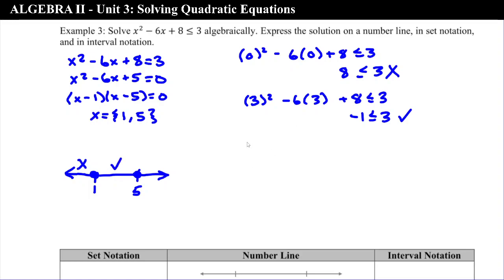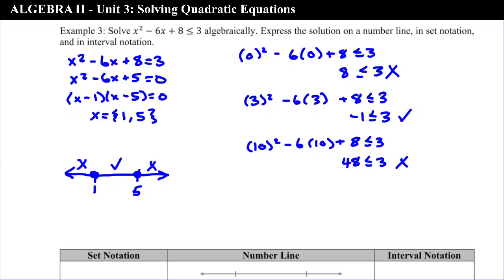And then finally, we're going to try a number bigger than 5. Let's go with 10 again. 10 squared minus 6 times 10 plus 8 is less than or equal to 3. And when you do that math, you end up with 48 is less than or equal to 3. And that is false, so we put an X there and on our number line.